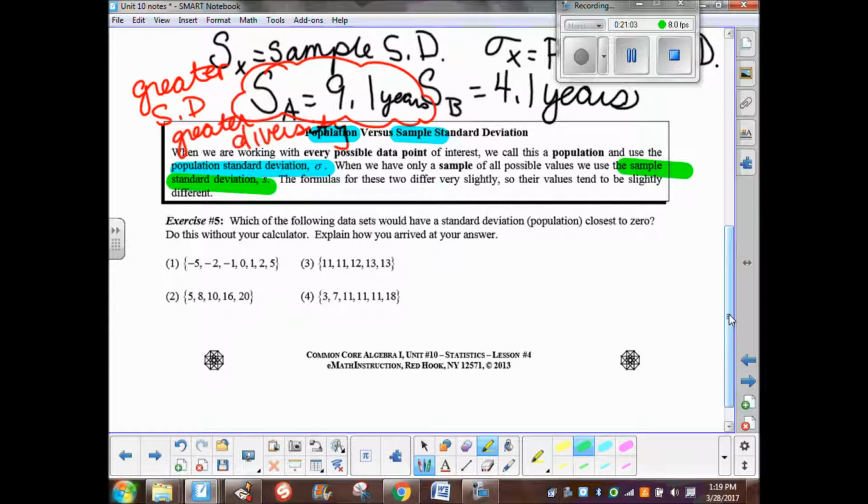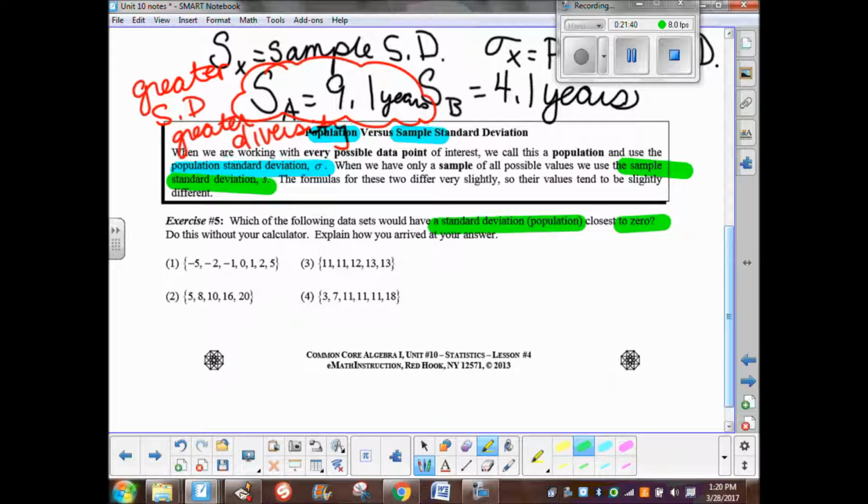Last one, a quick one. You don't have to do any calculation on this. It says, which of the following data sets would have a population standard deviation closest to 0? Remember, the smaller the standard deviation, the less the variation in the data. The greater the standard deviation, the greater the variation in the data. Which one is going to have a standard deviation closest to 0?